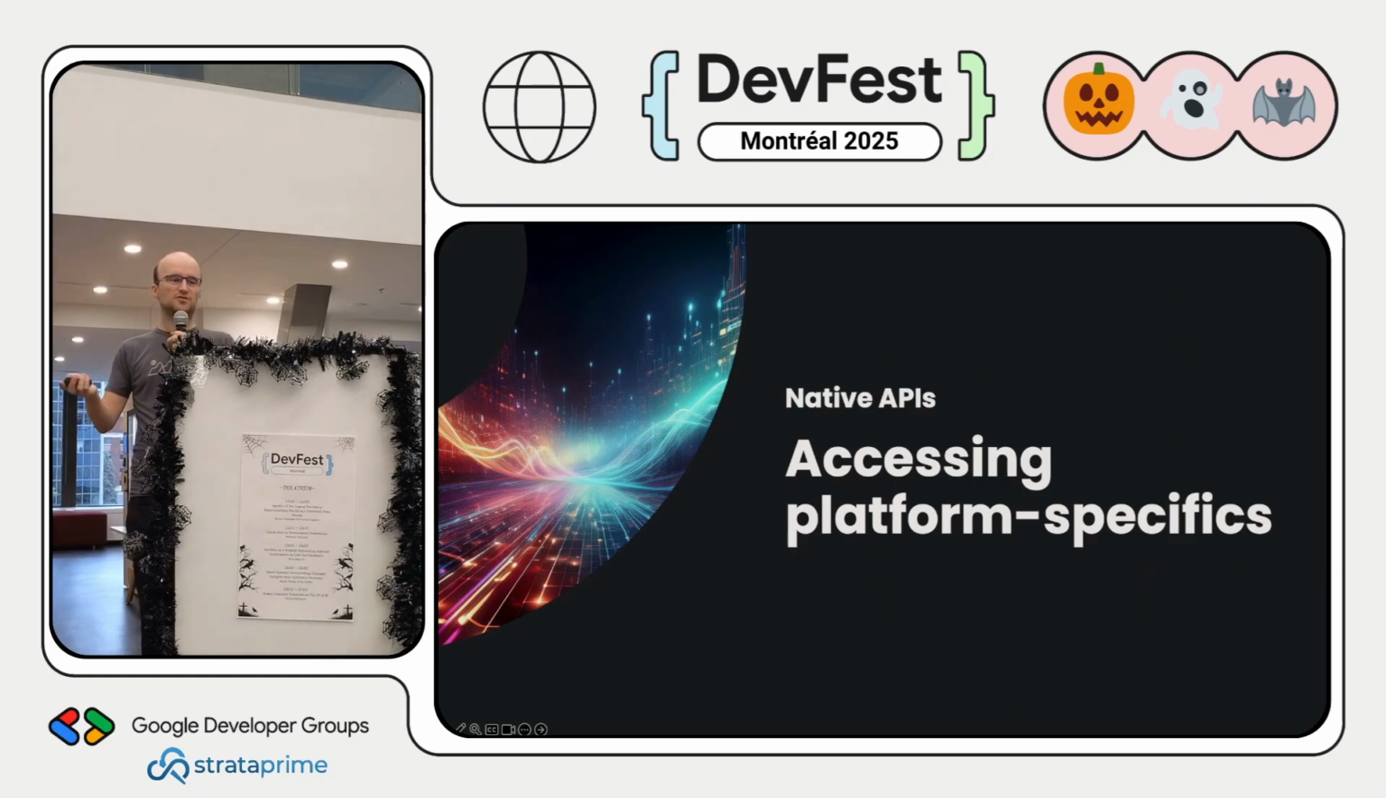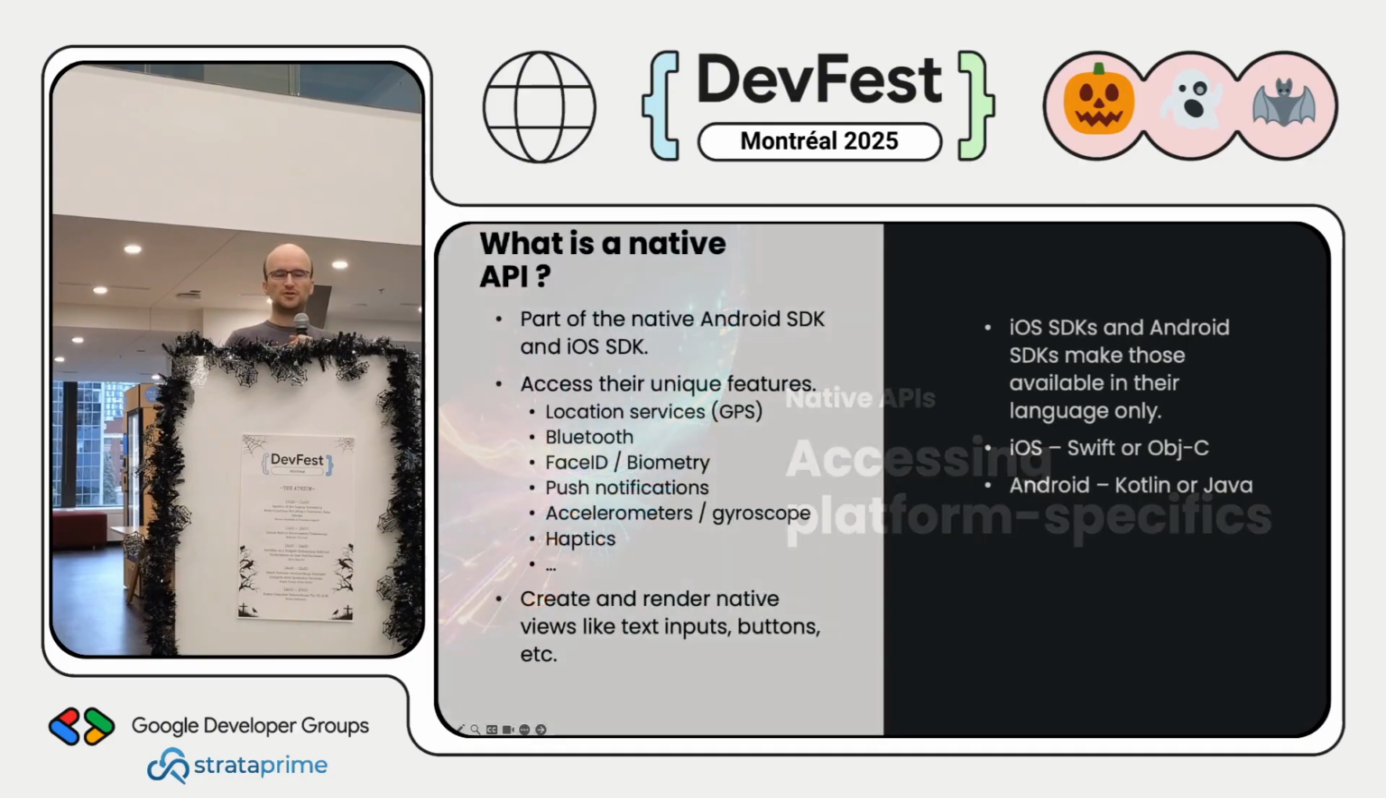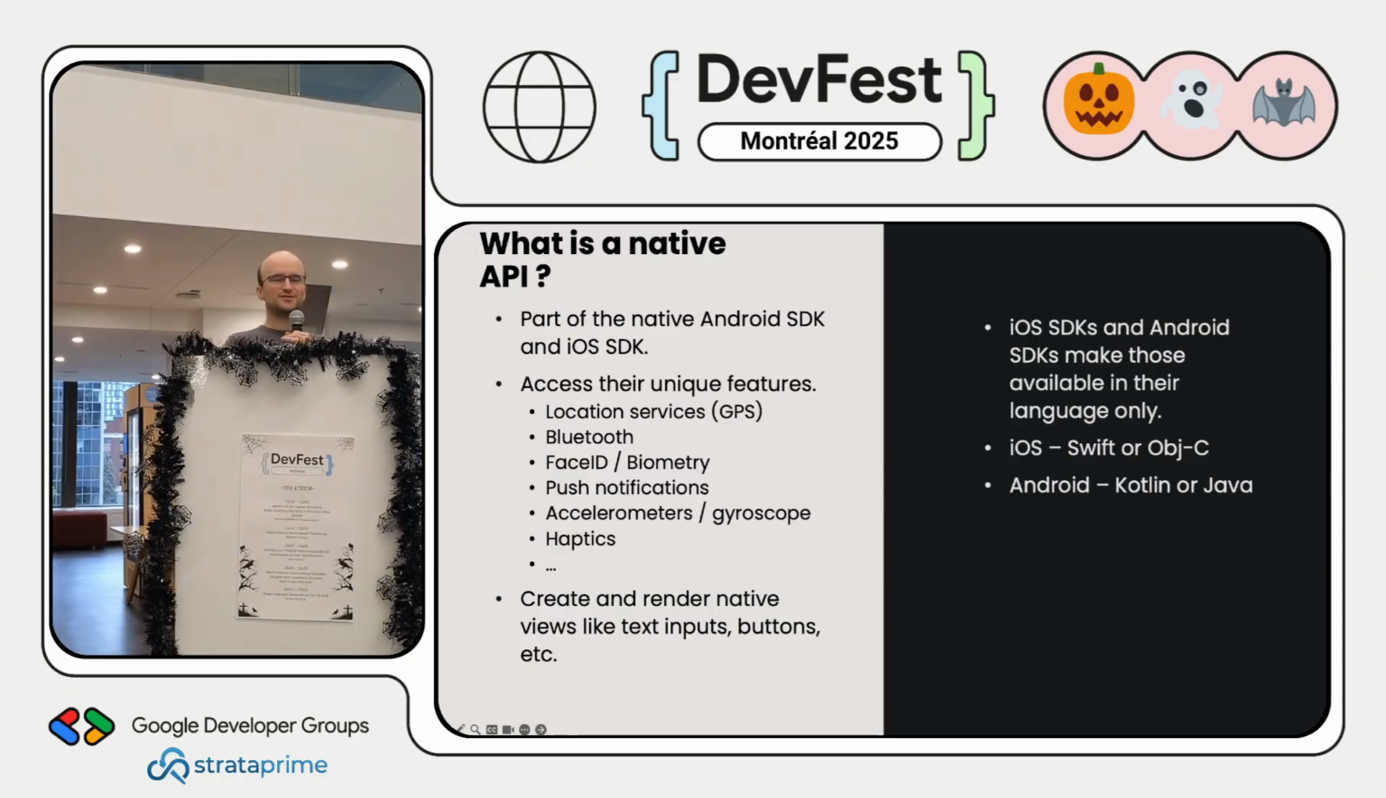So we've talked about the view a lot. If we move into more native APIs, things that are less UI, I'll share how it differs from one to the other. So what's a native API? Just to start, a native API is part of the iOS SDK or the Android SDK. It lets you access Bluetooth and location services, biometry, for example, register push notifications. There are hundreds of different APIs.